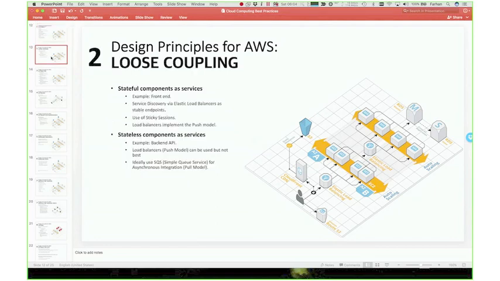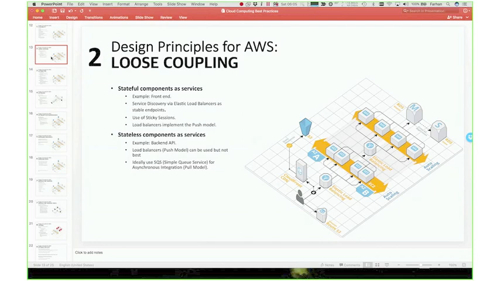Okay, so this brings us to our second point, which is loose coupling. Again, we will refer to the same architecture. When we talk about loose coupling, we talk about stateful and stateless components. Now, what is a stateful and a stateless component? A stateful component is a component which has some level of relationship with the user. Like when content is being served, the user will have a sticky session or a cookie or anything that can provide some level of information about the user so that the web server can serve the content.